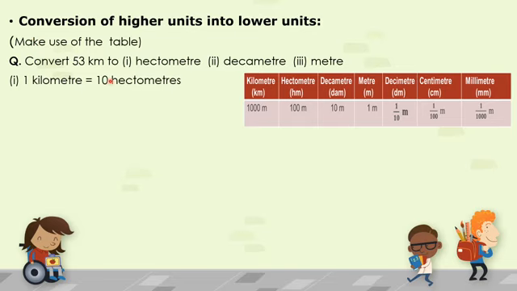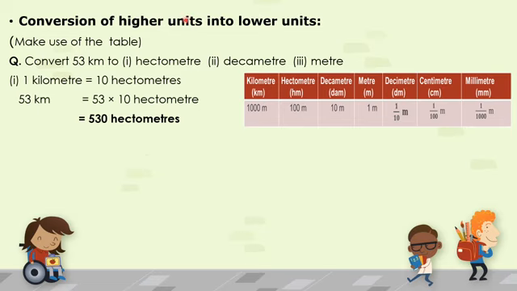And how we got 10? How will you understand? See, from kilometer to hectometer, from higher to lower, how many steps? Only one step. And when we are going one step, that means 10. Every step has got 10 times, right? 10 times we are going to the right side. That means we are multiplying. Higher to lower we multiply. So 1 kilometer equals to 10 hectometer. So 53 kilometers equals to 53 into 10 hectometer, which says 530 hectometers.